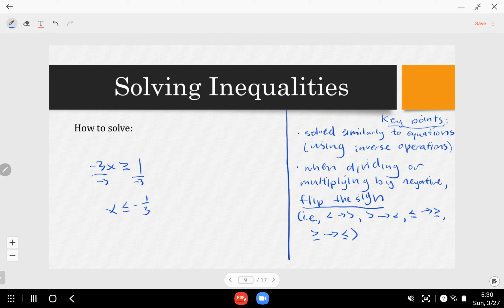Usually you say, when you're dividing, flip the sign. When you multiply, it's still the same thing because dividing is multiplying. If you divide by -3, it is just multiplying by -1/3. So both multiplying and dividing by a negative, you have to flip the sign. So remember that it is a key point, or otherwise you're going to get a lot of questions incorrect.